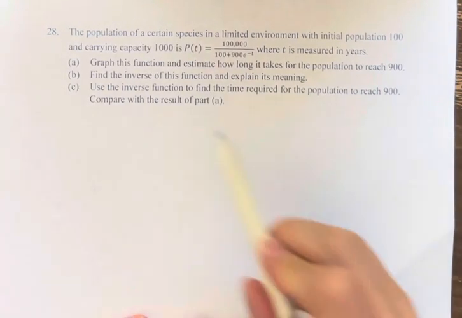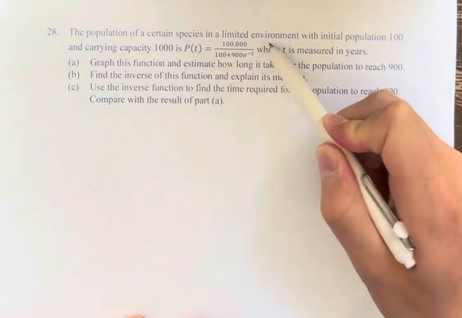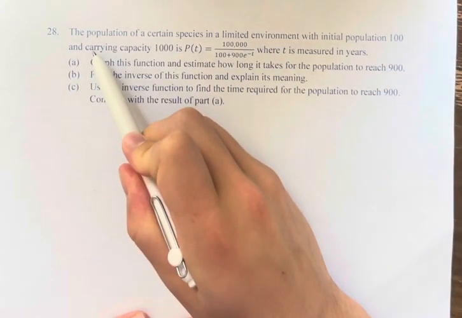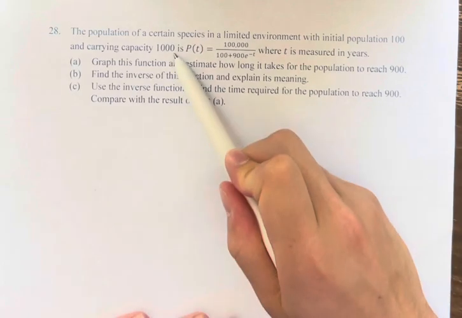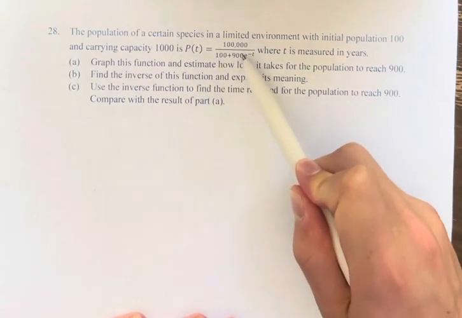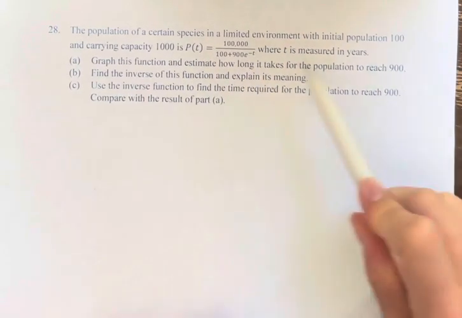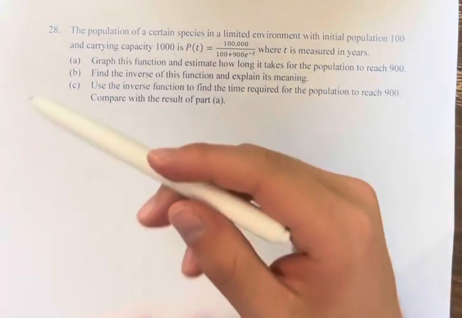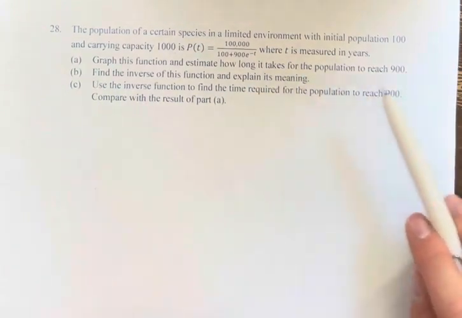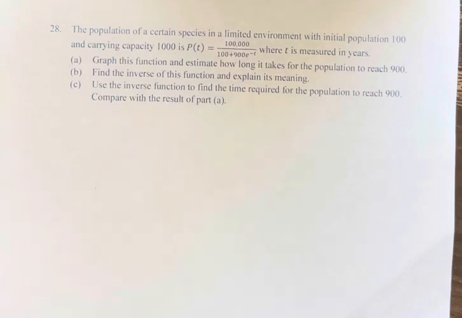In this problem, we're told that the population of a certain species in a limited environment with initial population 100 and carrying capacity 1000 is P of t equals 100,000 over 100 plus 900 e to the negative t, where t is measured in years. We're asked to graph this function and estimate how long it takes for the population to reach 900.